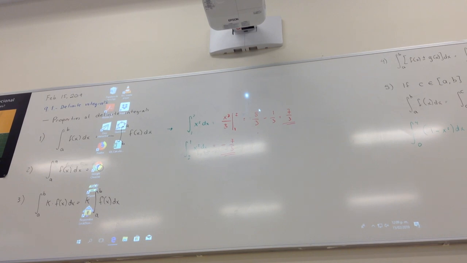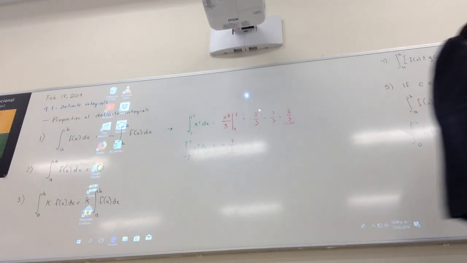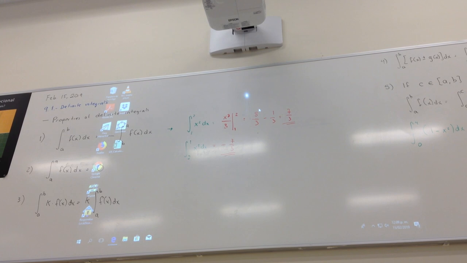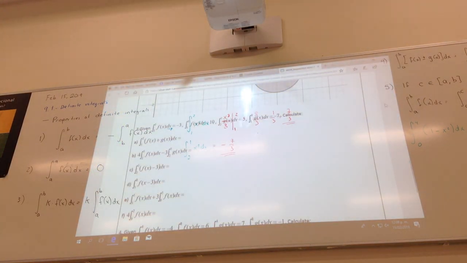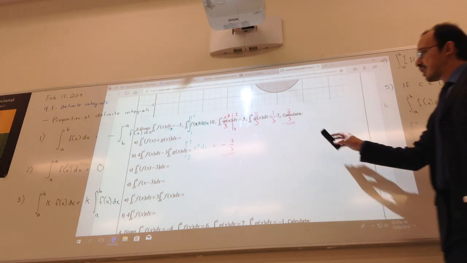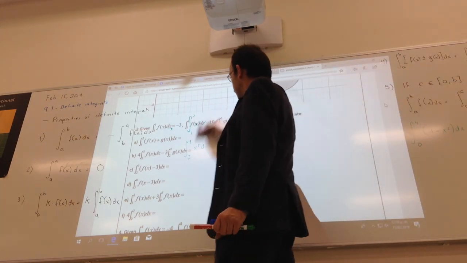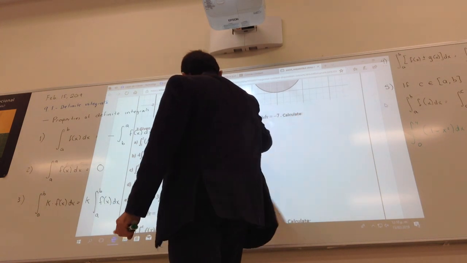Okay? Do you understand the properties? Yeah, they're pretty logical, pretty obvious. Fine. Okay, we're going to work with the activity a little. Activity 9.1, exercise 3, which has to do with these properties. Just this part.